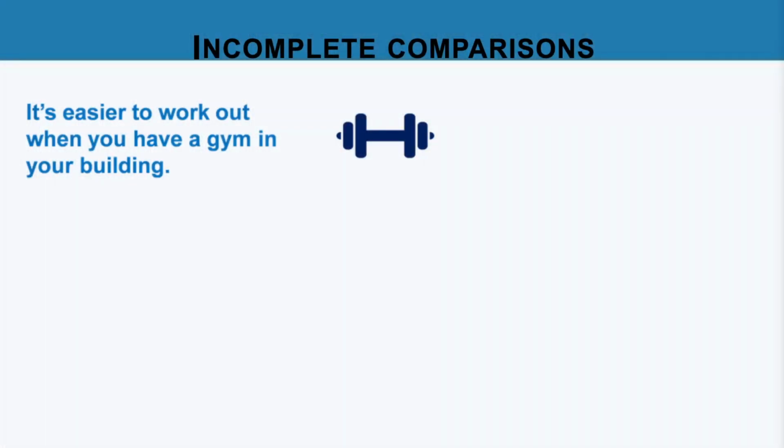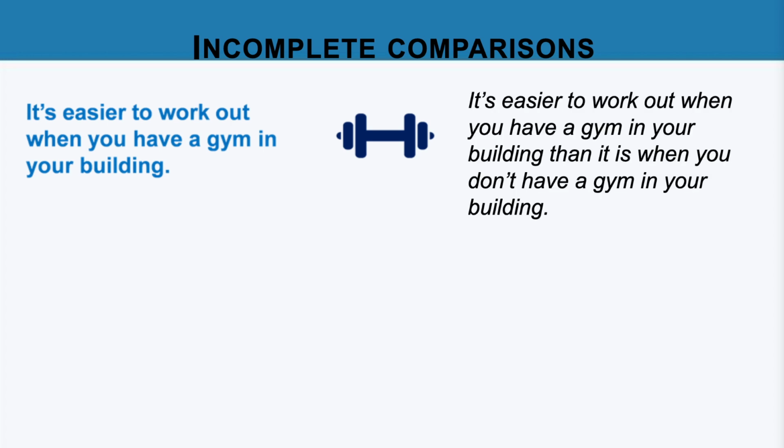It's easier to work out when you have a gym in your building. If you have a gym in your building or you know someone who does, you can probably agree with that statement. But what does that statement actually mean? It's easier to work out when you have a gym in your building than what? It's easier to work out when you have a gym in your building than when you don't have a gym in your building? Or is it easier when you have a track in your backyard? Or is it easier than when you have a bicycle?